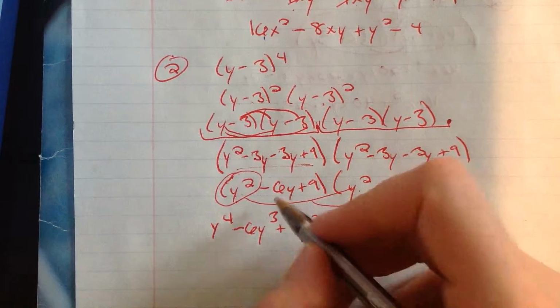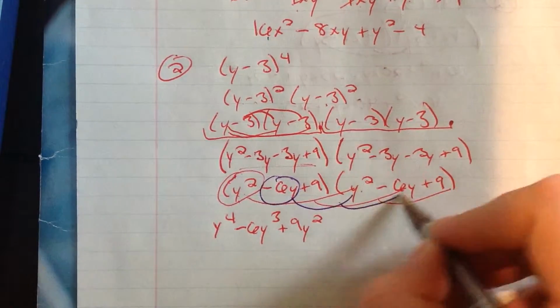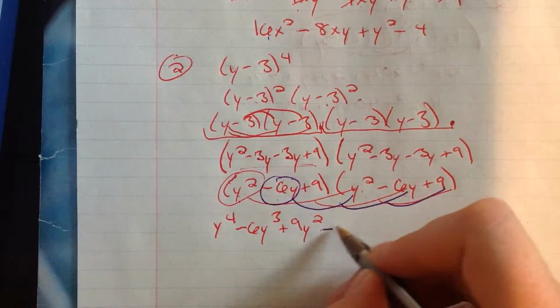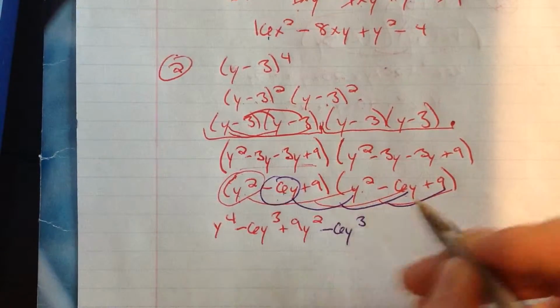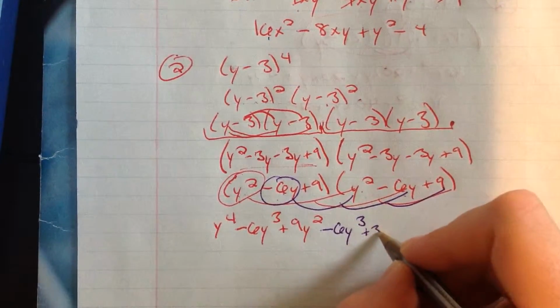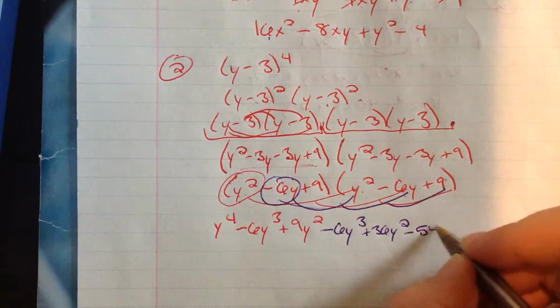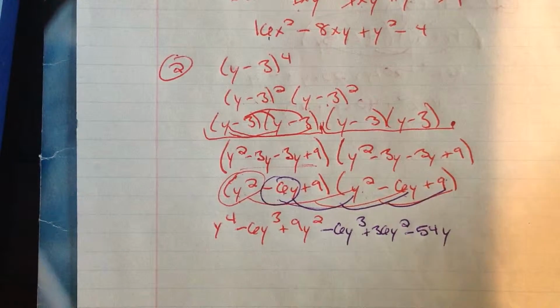I'm going to do it in a second color just so you can see it. Then I'm going to take the second guy and multiply it to all three. So negative 6y times y squared is negative 6y cubed. Negative 6y times negative 6y is plus 36y squared. Times it to the last, I get negative 54y.